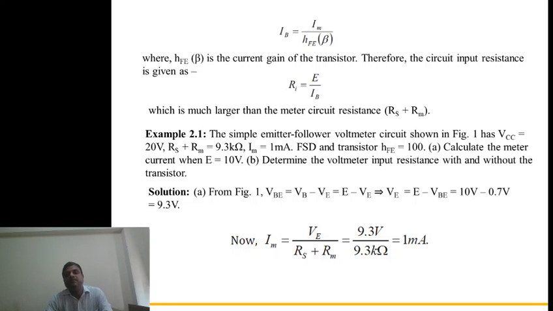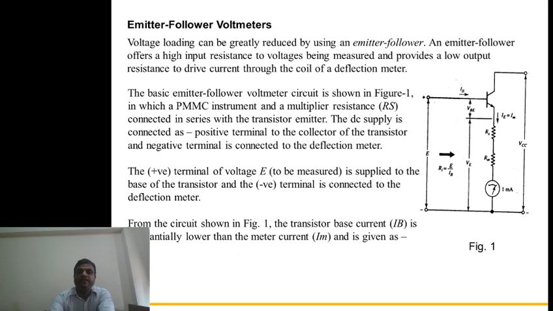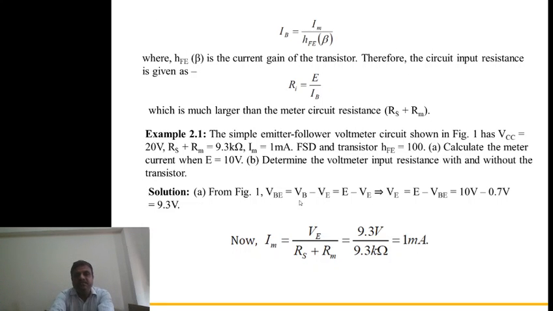So this particular diagram, see this VBE. What is the value of VBE? It is nothing but VB minus VE, because VBE is a potential difference. See this circuit. So VBE is equal to VB minus VE. So what is the VE? VB is this particular voltage, which is given as E. Then VBE equals E minus VE.